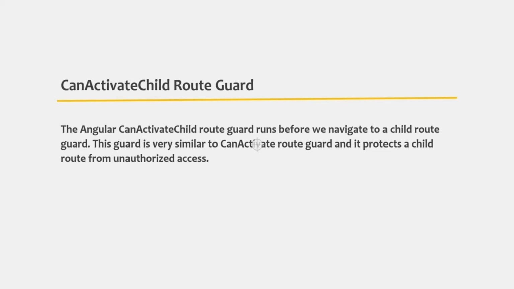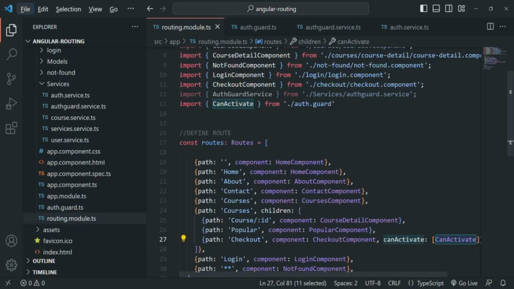Then what is the difference between CanActivate route guard and CanActivateChild route guard? Let's try to understand that. So here I'm in the routing module file, and currently we are using this CanActivate route guard on this checkout route, which is a child route for this courses route. So this CanActivate route guard is only going to protect this route. But let's say we want to protect all the child routes of this courses route.